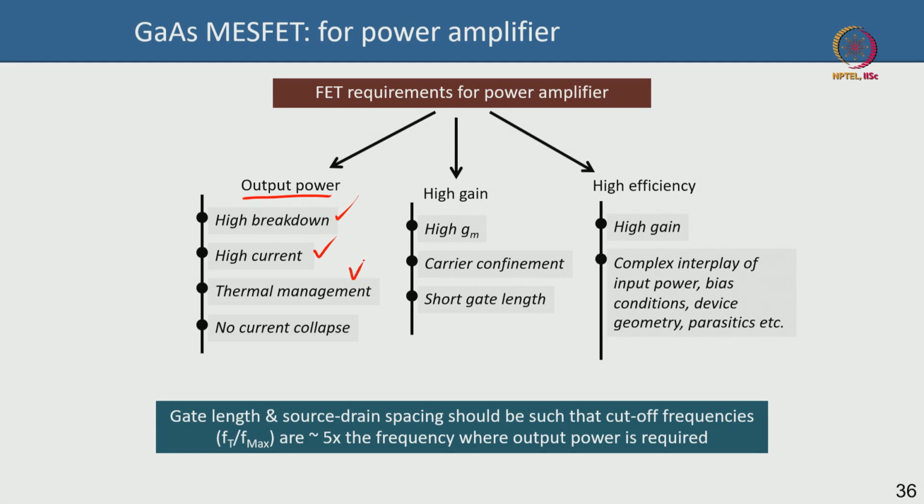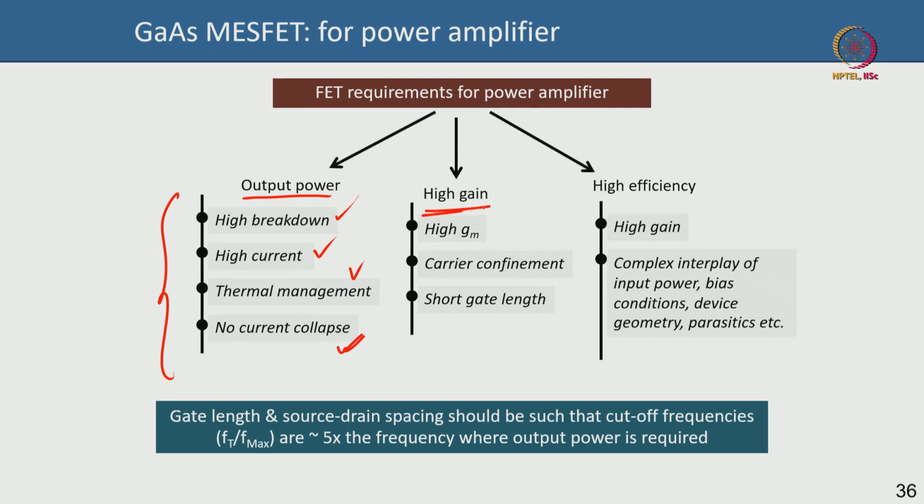The heat should be managed, because the more power you get, the more your device will heat up, and if your device heats up, your mobility, velocity, everything will degrade and your current will come down and your device performance will be suboptimal. So, heat management is extremely crucial. There should be no current collapse. We will see what current collapse is, but in general your DC current and your RF current could be very different because of traps. The traps can lead to a collapse of the current and that should be minimal. These conditions are required for getting higher output power in any FET, whether it is a GaN HEMT, whether it is a GaAs HEMT, whether it is a gallium arsenide MESFET, whether it is a silicon MOSFET, does not matter.